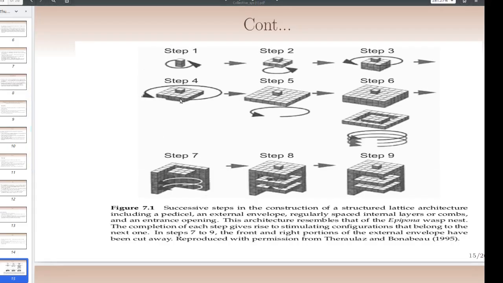This slide shows the pictorial representation of the idea that we have just explained. It shows the successive steps in the construction of a structured lattice architecture, which includes a pedicel, external envelope, regularly spaced layers of columns, and an entrance opening. The completion of each step gives rise to a stimulating configuration to build the next one. In steps 7 to 9, the front and right portions of the external envelope have been cut away to show the inside of the structure.